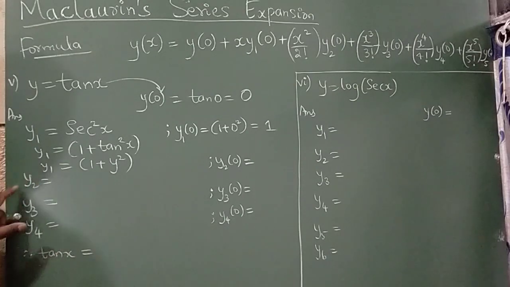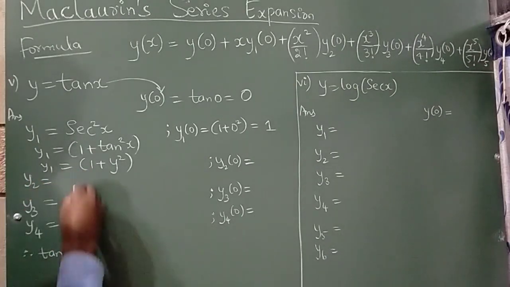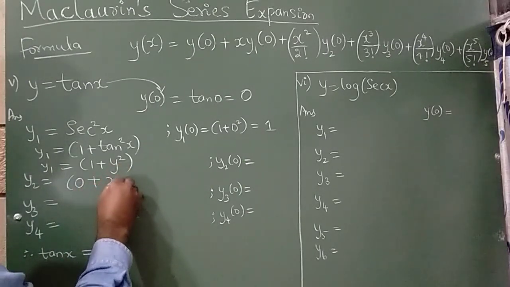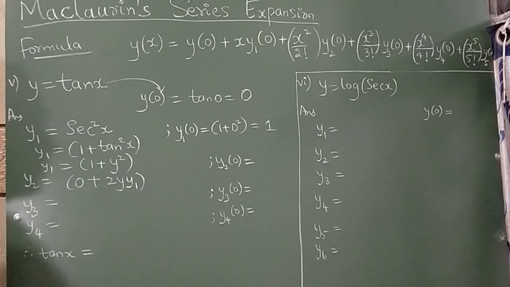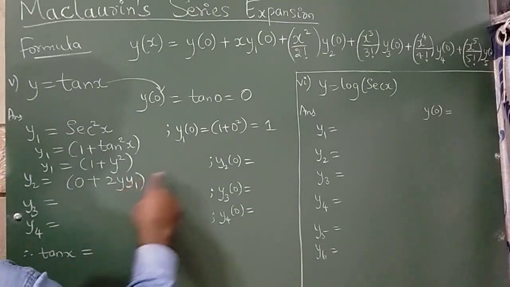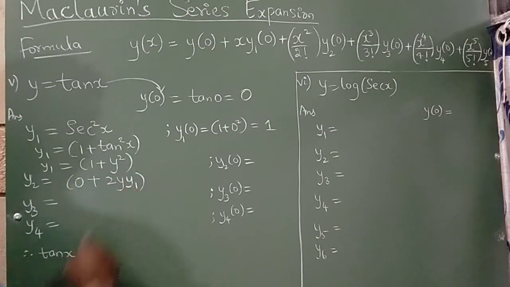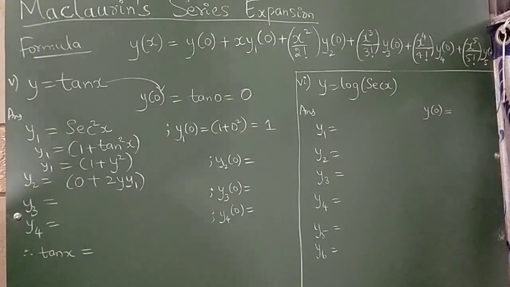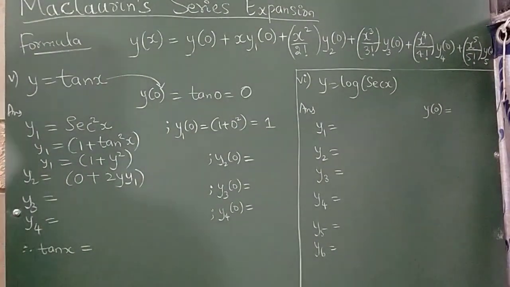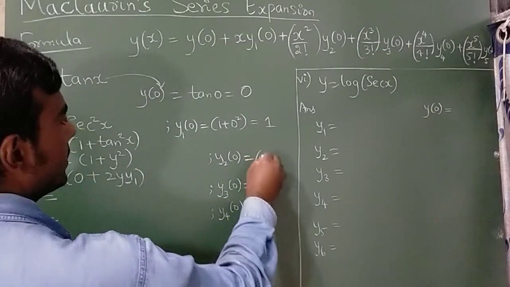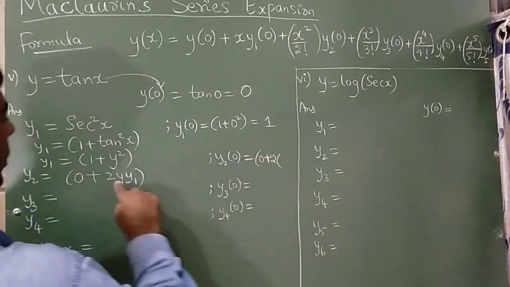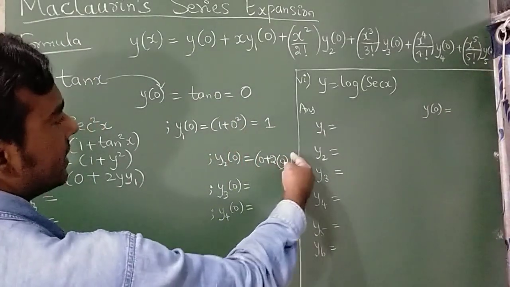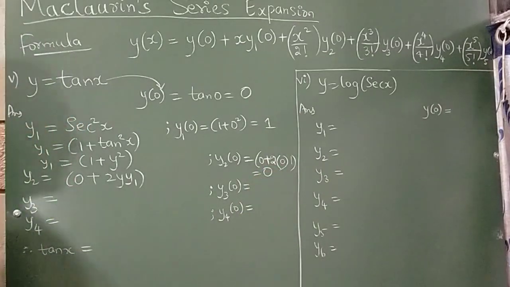So if I differentiate y1, I will get y2. So if I differentiate 1, then it is 0 because it is a constant. So plus differentiation of y square is 2y y1. Fine. Now I am going to substitute the value of y and y1. So y2 of 0 is 0 plus 2 into y value is 0, y1 value is 1. So 2 into 0 is 0. So the whole answer is 0 here.